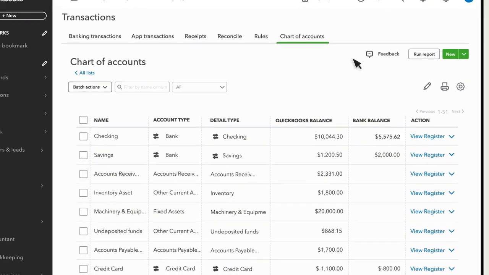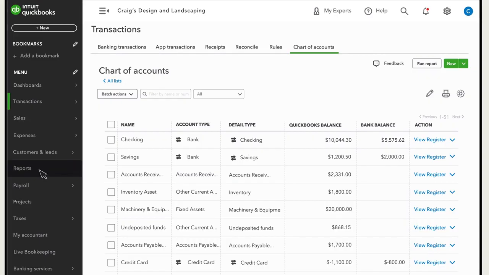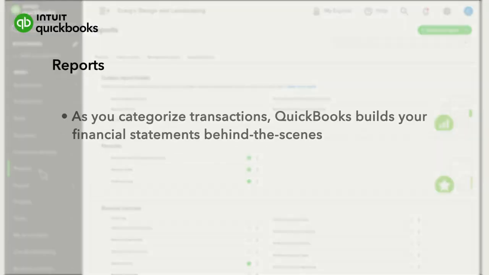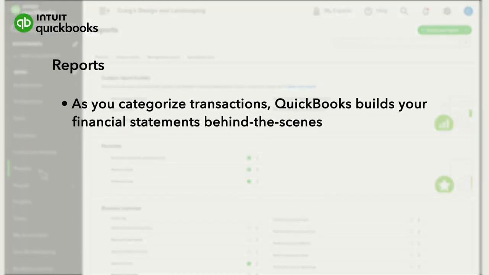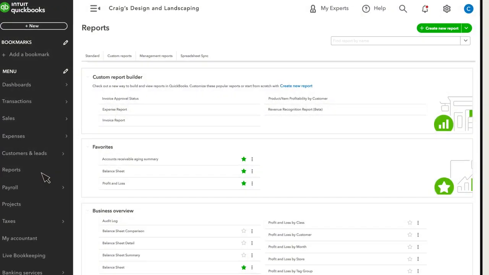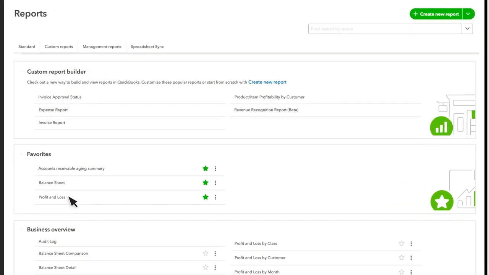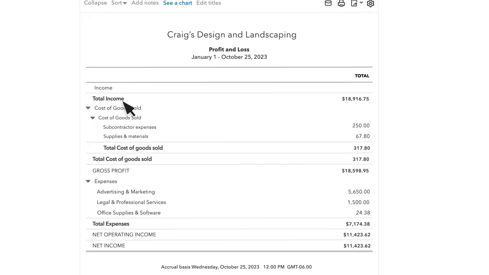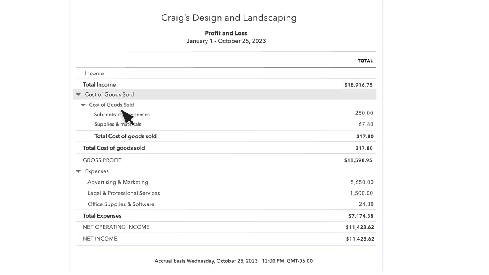Now, let's look at a report. Select Reports. As you categorize transactions, QuickBooks builds your financial statements behind the scenes. These are powerful tools that let you and your accountant know how your business is doing. Let's take a look at the profit and loss statement. The profit and loss shows all your income, cost of goods sold, and expenses for a specific period of time. These are the same accounts you see in your chart of accounts.